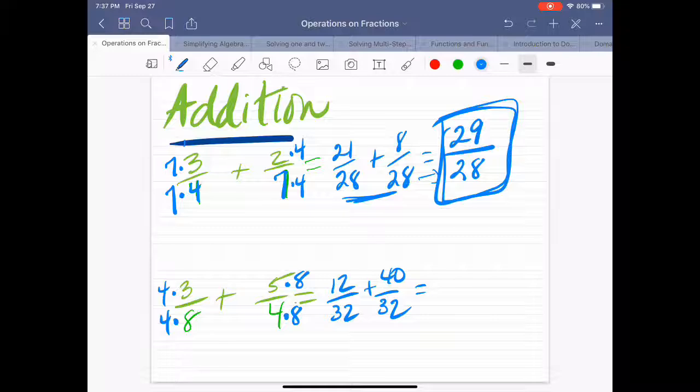Now that we have a common denominator, we're able to add our fractions. So 12 plus 40 is 52. Remember, keep the denominator the same. Do not add those. Both of these are divisible by 4, so we can simplify. And if you simplify, you get 13 over 8.